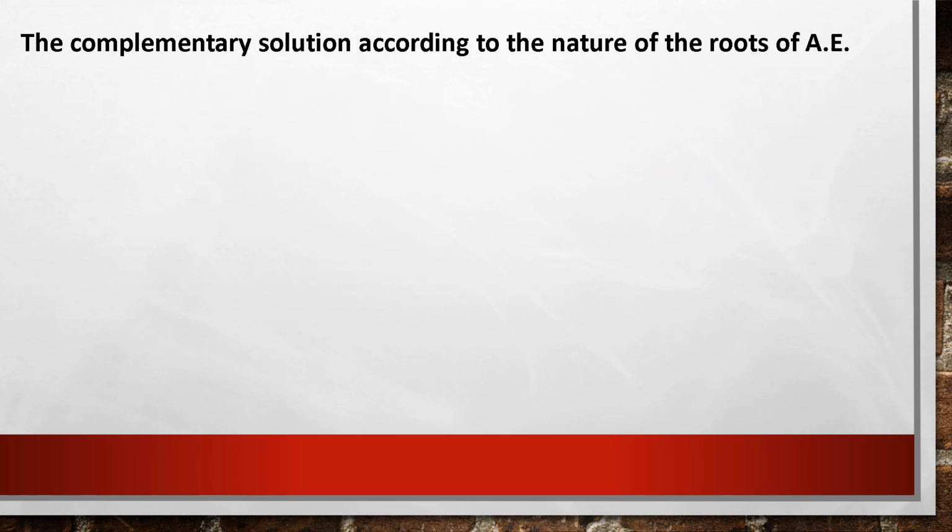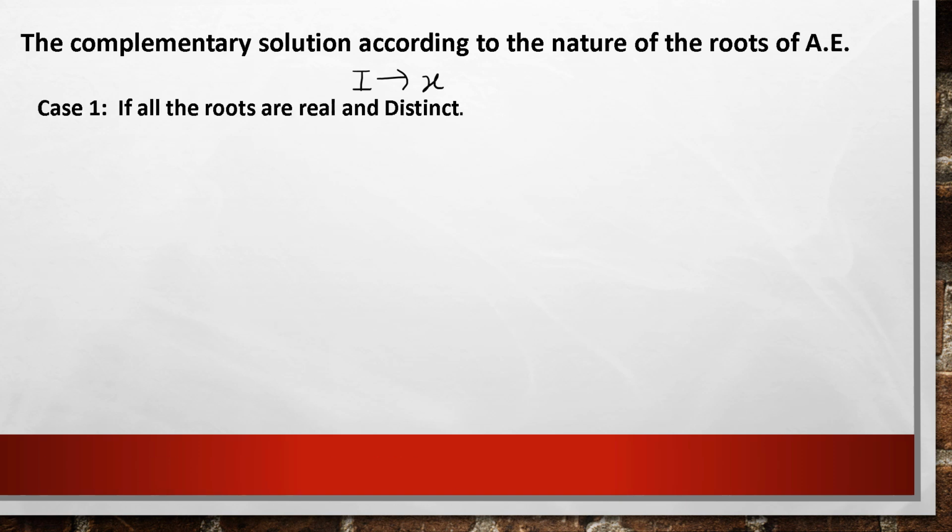Now let's learn how to find the complementary solution according to the nature of the roots of the auxiliary equation. Before doing anything, I'm assuming that my independent variable is x. Let's see case number 1: all the roots are real and distinct. Let's assume we are dealing with a second order linear differential equation. For second order we'll get two roots, and I am assuming those roots are m1 and m2. So how do we write the complementary solution?